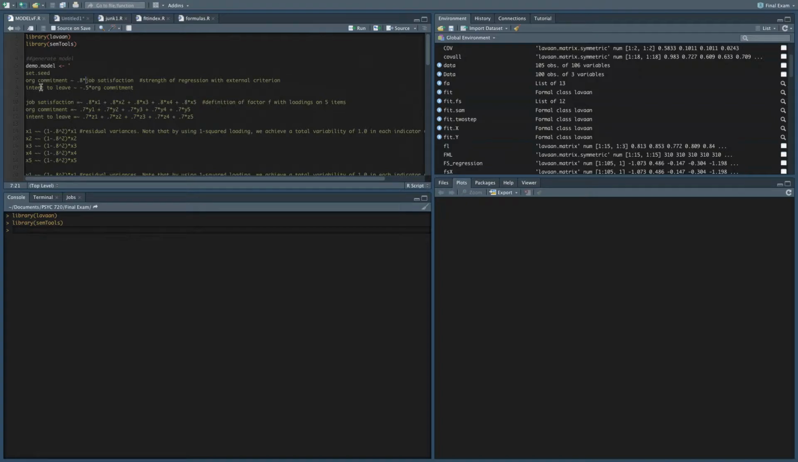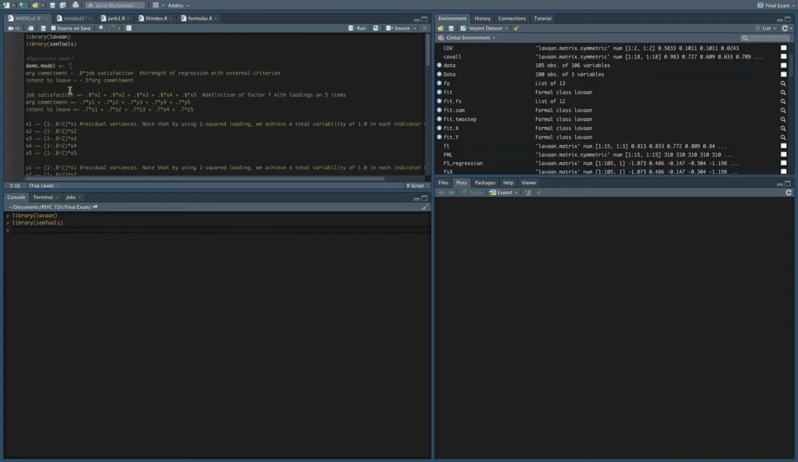So generating this model was pretty interesting. Oh wait, that doesn't even work there. Okay. I set organizational commitment to be predicted by job satisfaction at a strength of about 0.8, because I want this to come out significant, obviously. And then I wanted intent to leave to be predicted by organizational commitment at negative 0.5, because that's about what it was in the model I'm basing it off of.